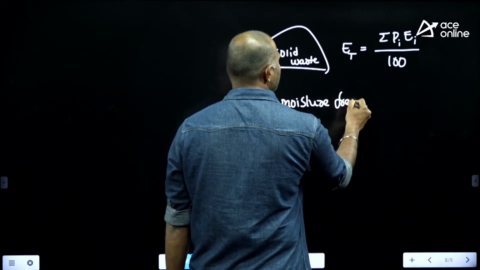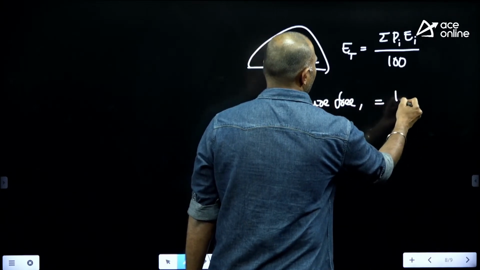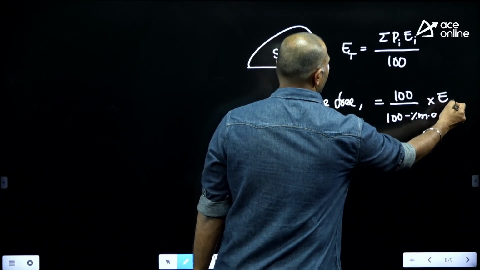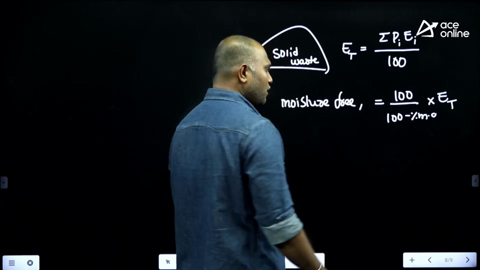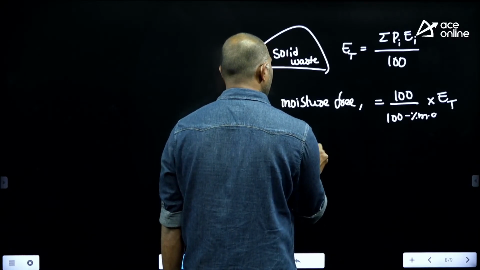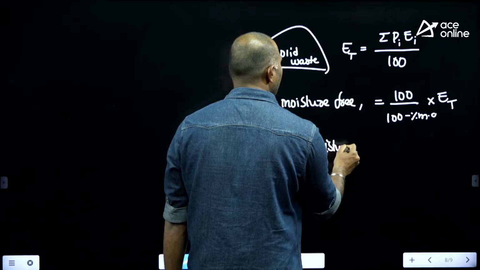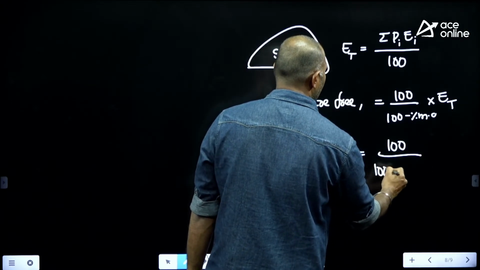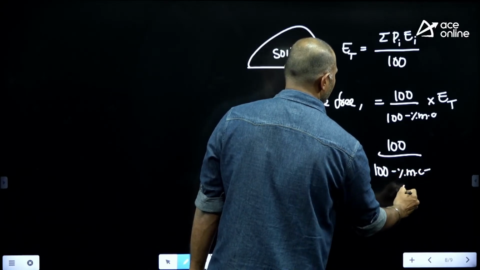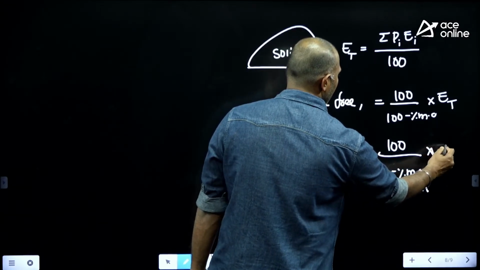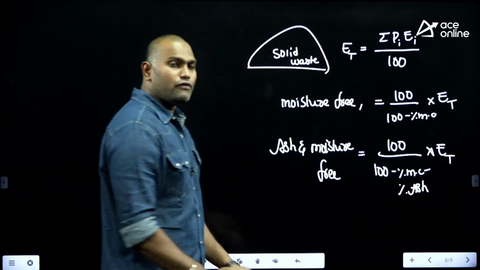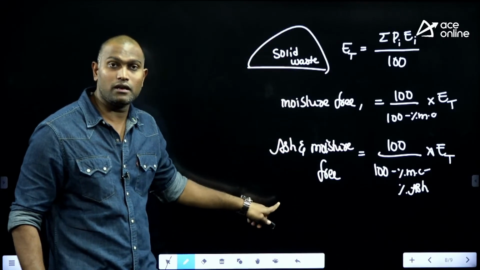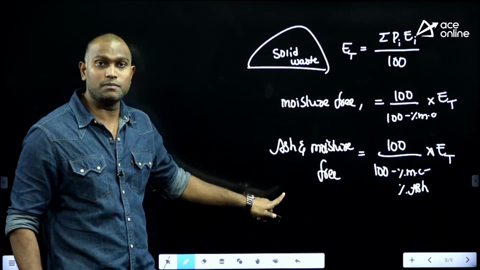If you remove the water, that is, moisture free, then the energy is 100 by (100 minus percentage of moisture) into energy as discarded. If you go for ash and moisture free, it is 100 by (100 minus percentage moisture content minus percentage ash) into ET. So from solid waste management, you will get a question based on the chemical analysis of municipal solid waste.